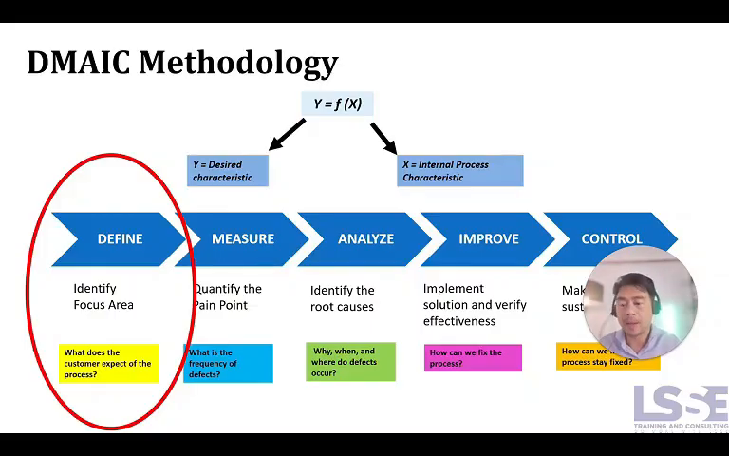Under D, or define, you identify what the customer expects of your process. Then you go to measure, where you quantify the pain, you identify the frequency of the defects, and here you eliminate the ambiguities because you get to know what it is that you're trying to measure. And then you go to A, which is analyze. Now you identify the root causes influencing the output that you would want to improve. And once you've identified that, you go to I, which is improve, and you implement solutions and you verify the effectiveness. Once you've discovered the solution to your challenges, you now go to control. You make sure that the solutions that you implemented become sustainable. For now, we go to define, which is the first part of the DMAIC methodology.